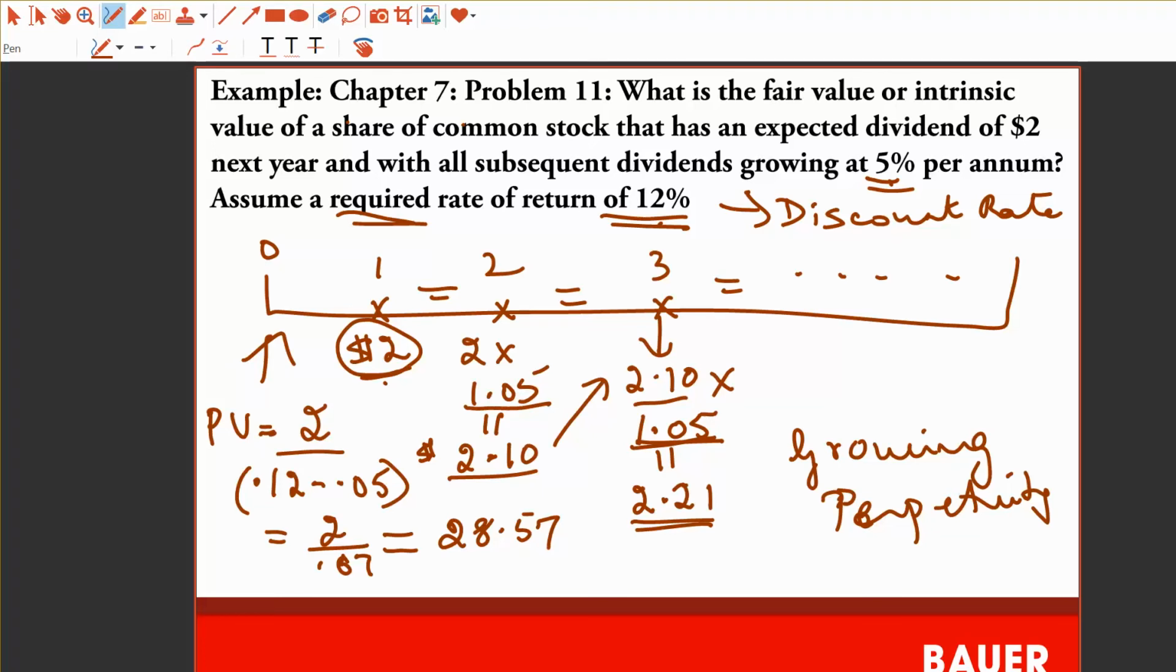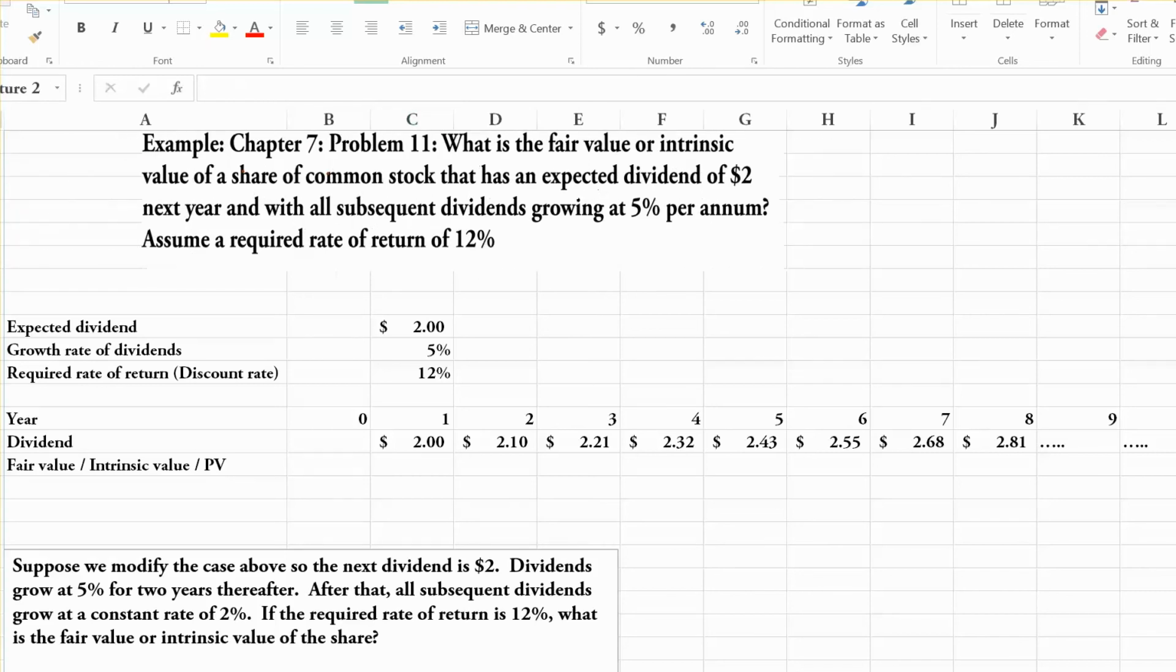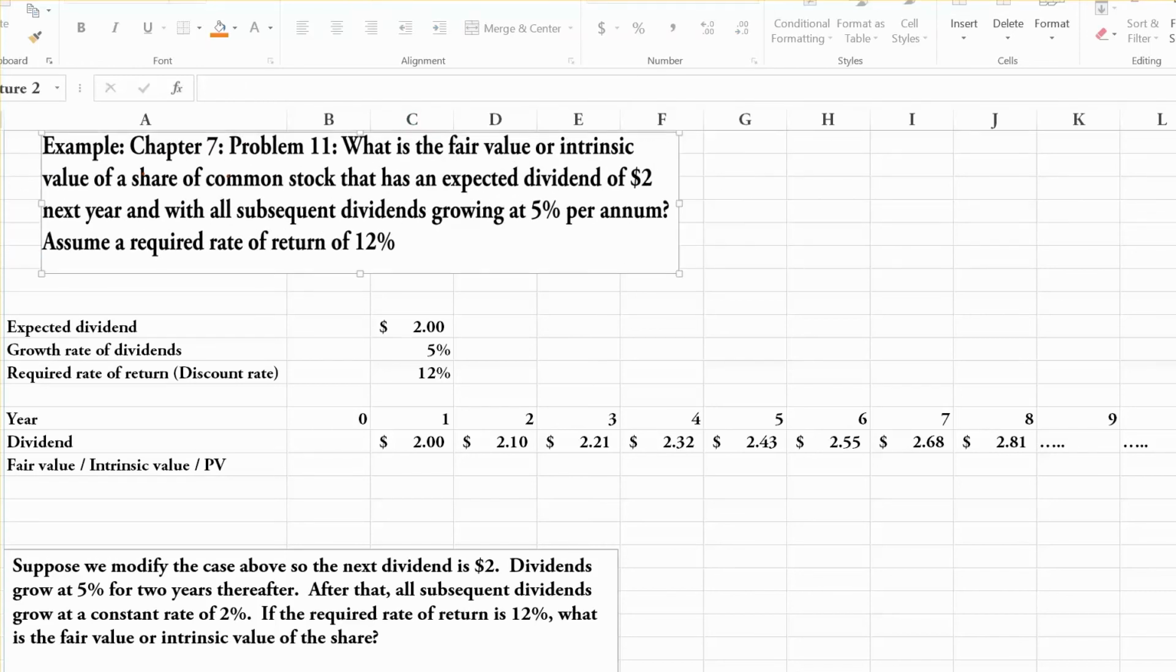Okay, let's put this in Excel, and I'm going to add a little complication to this particular problem. What I have here in Excel is still the same problem as before: what is the fair value or intrinsic value? And what I have here is your expected dividend, the growth rate of the dividend, which is 5%, the discount rate.